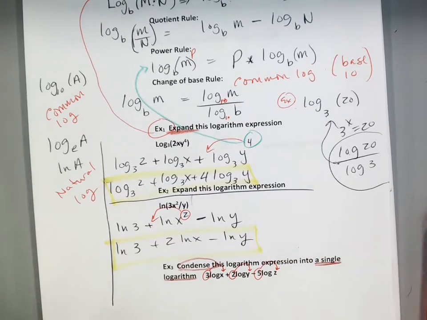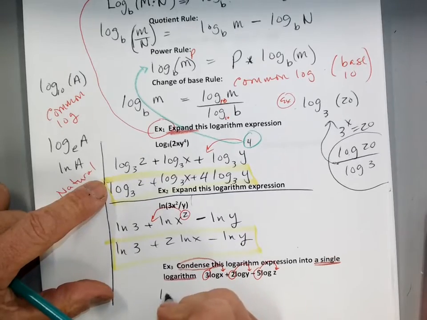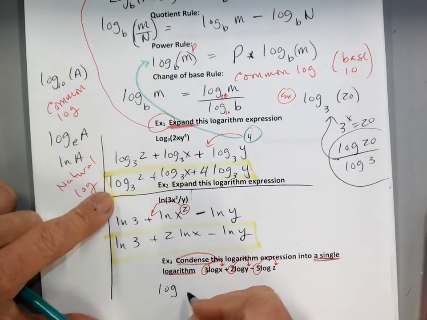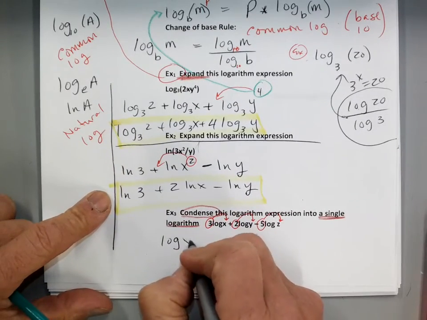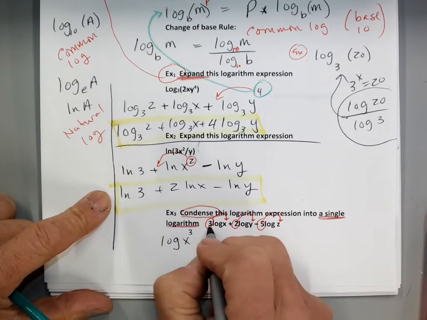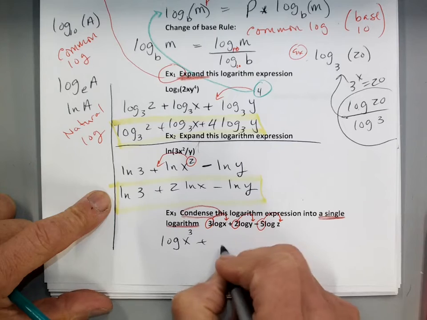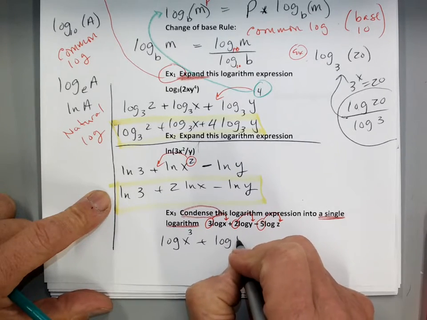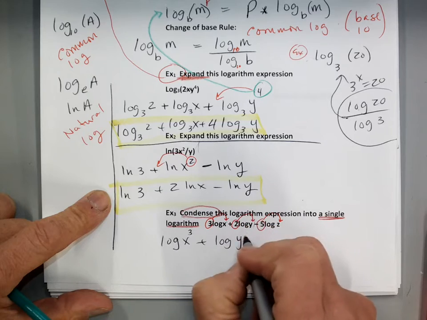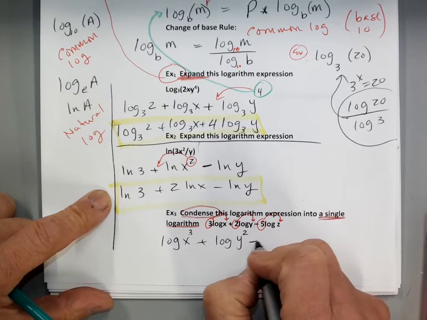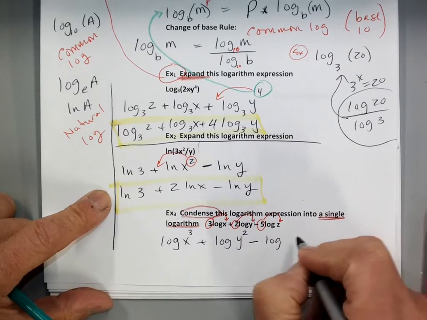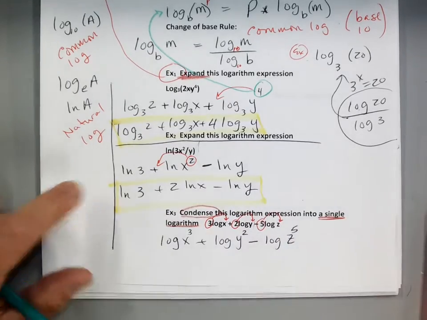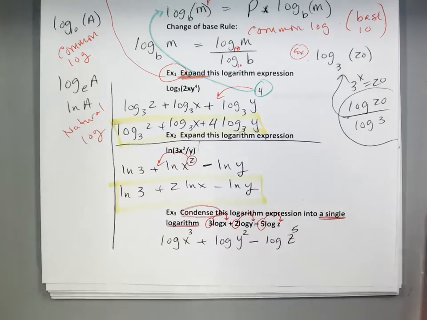So let's rewrite this as log, and the base is 10 because it's invisible, of x cubed, because I brought the 3 back in, plus log base 10 because it's invisible of y squared because I brought it back up and in, minus log z, bring the 5 back up and in. Okay, now I'm almost there. Single log, single log, single.